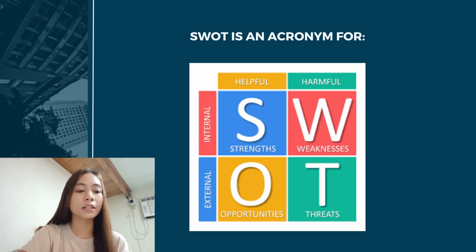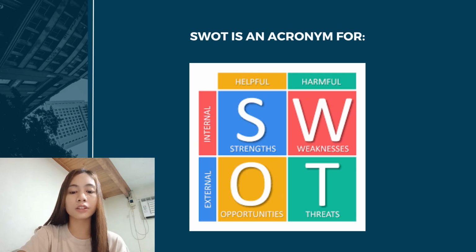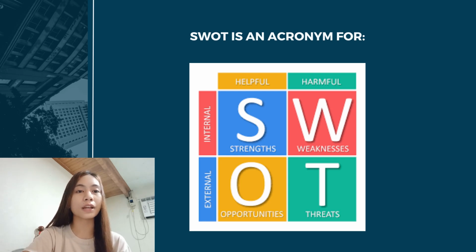So the image also labels the internal factors as helpful and the external factors as harmful, which is a common way to categorize them. So this representation helps us to understand how SWOT analysis breaks down factors that affect a business or individual, allowing for a structured approach to strategic planning and decision making.